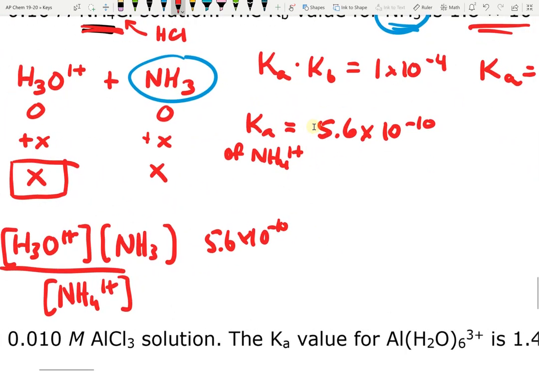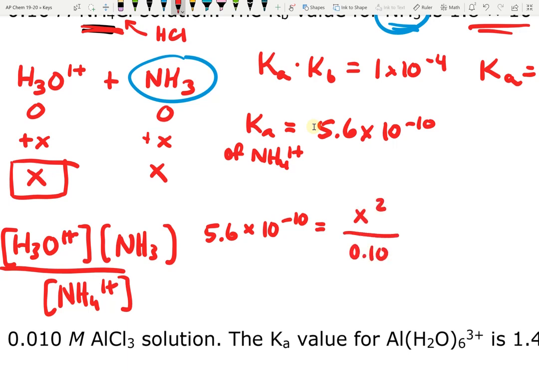It's very sloppy. I'm going to try that one more time. I don't like to be that messy if I can help it. 5.6 times 10 to the negative 10. That's our Ka value. Our H3O and our NH3 are both X and X, so we'll have X squared. And then on the bottom, 0.10.